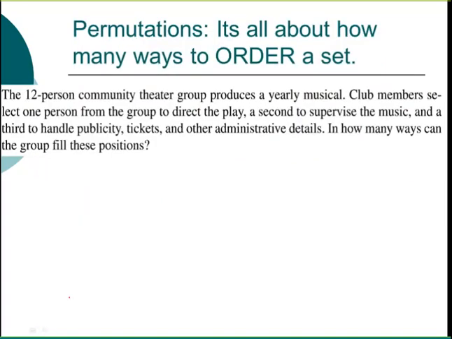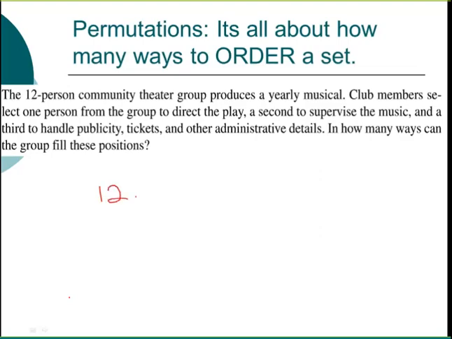All right, so here we go. Permutations. All about order, because we're going to get a new thing in a moment that's not caring about order. But we've got a 12-person community theater. They produce a yearly musical. Club members select 1 person from a group to direct the play, a 2nd to supervise the music, and a 3rd to handle publicity, tickets, and other administrative details. How many ways can the group fill these positions?